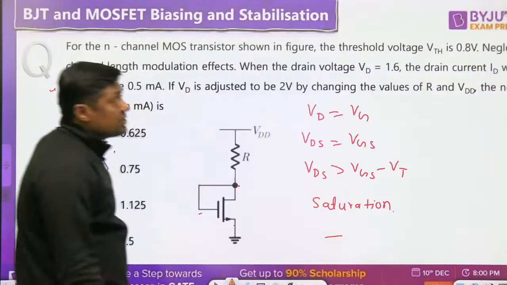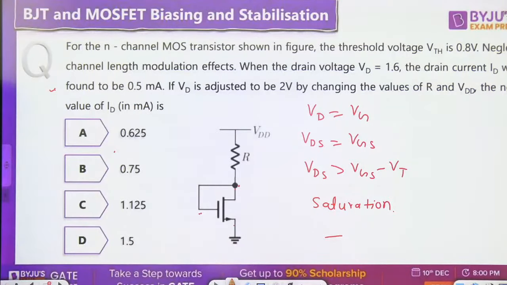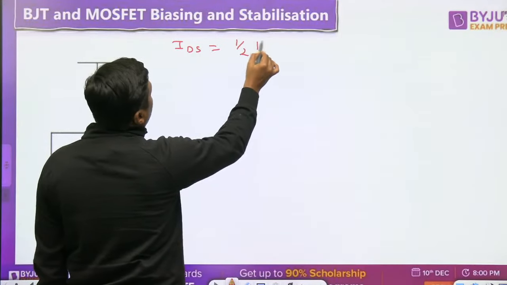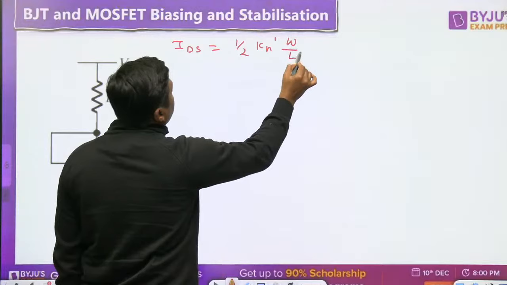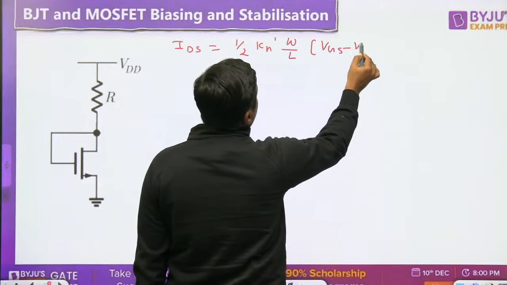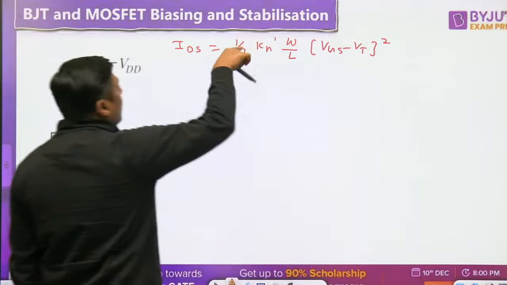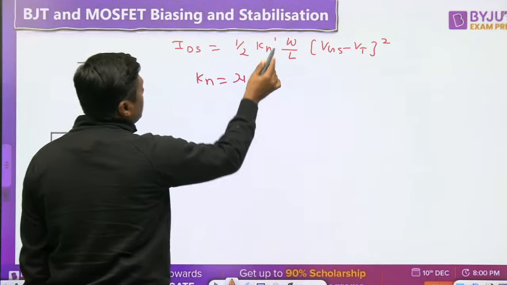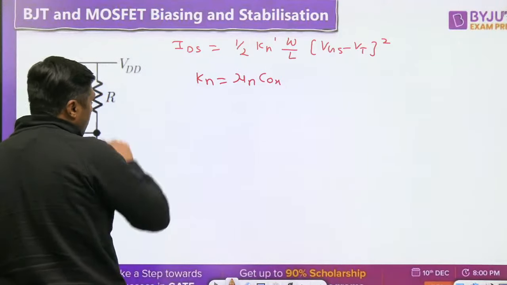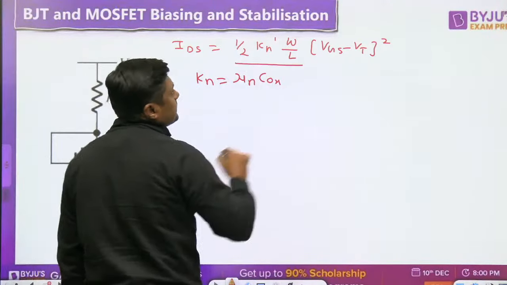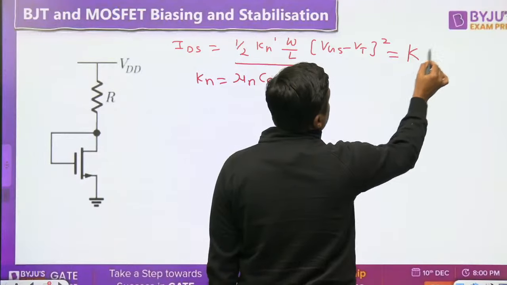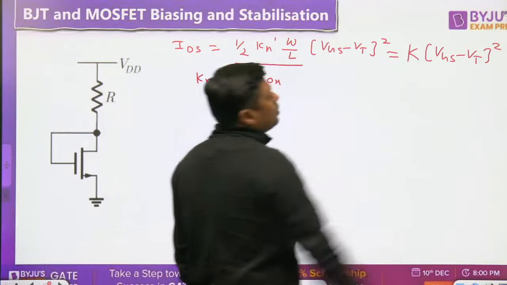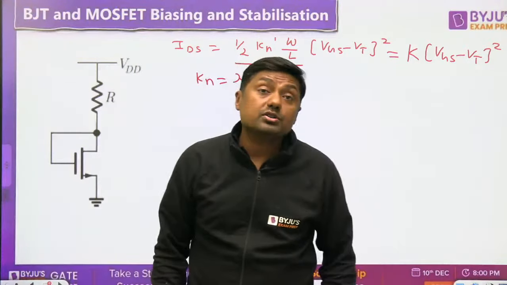Transistor is in saturation. Once it is in saturation, then what is the formula? IDS is equal to half of Kn dash W by L, VGS minus VT the whole square. Now Kn dash is mu n COX, oxide capacitance, and W by L is called aspect ratio. We can take this as a constant. Directly everything is constant, so it will become proportional to VGS minus VT the whole square.